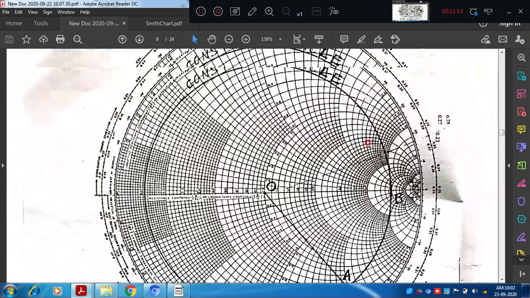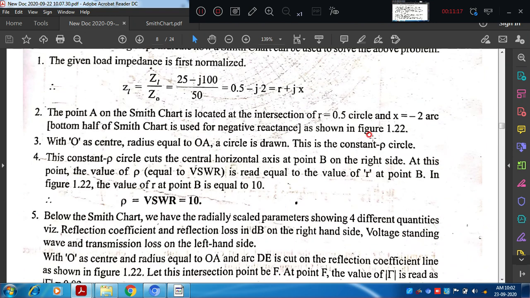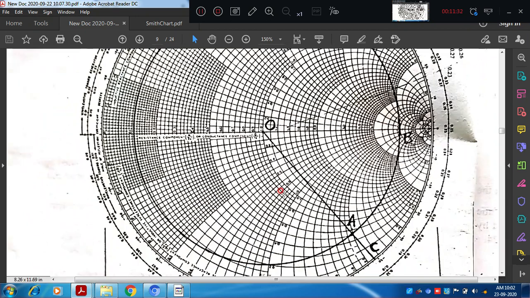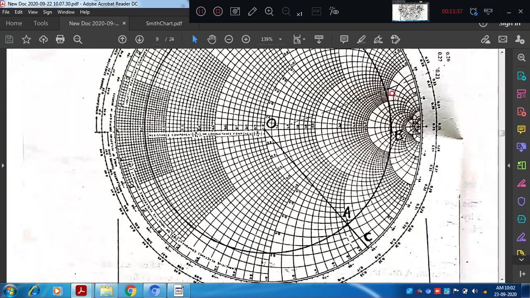Now we'll come to the solution. Now we got the intersection of 0.5 as well as minus 2 arcs, right? So locate that point as A. So with OA as a radius, draw a constant rho circle, right? So with OA as a radius, you draw a complete circle which crosses along the point A. Then you extend this OA line up to what? To cut the complete Smith chart, outermost periphery, right?